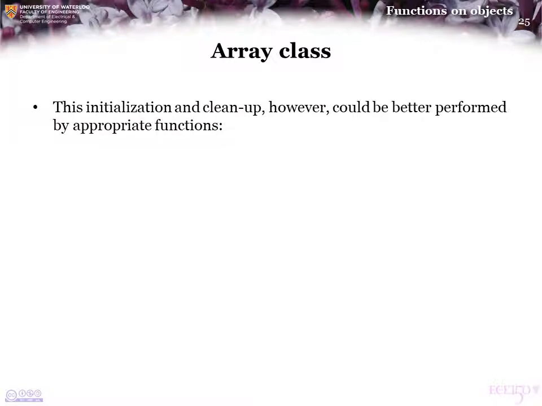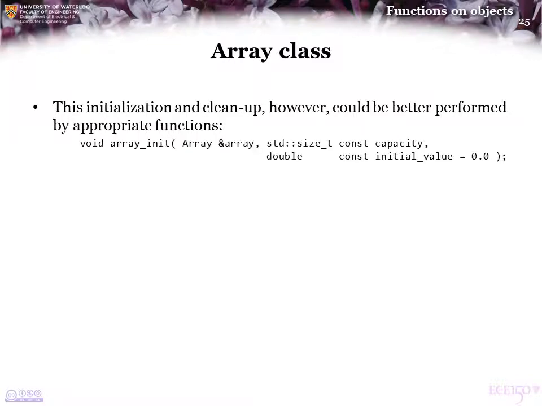Now, the initialization of the array and setting all of the entries of the array to a specific value is something that we might want to do quite often. So it makes sense to instead have this as a completely separate function. So we may have an array init class or initialization. We will pass it the array and the capacity we want, and the initial value each of the entries of the array should be set to, and that will have a default value of 0.